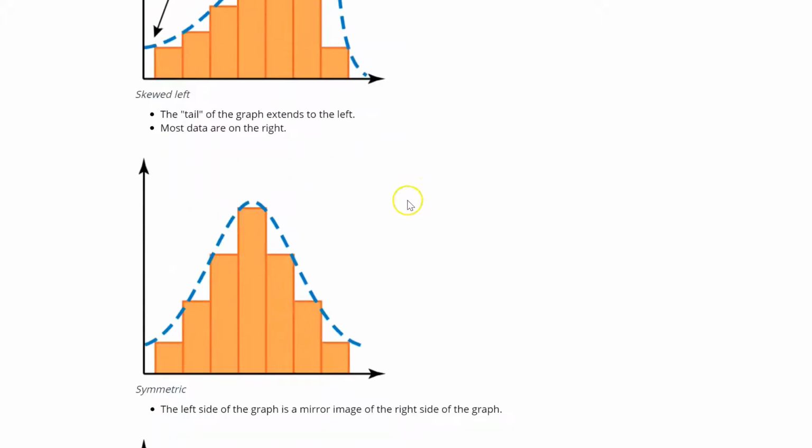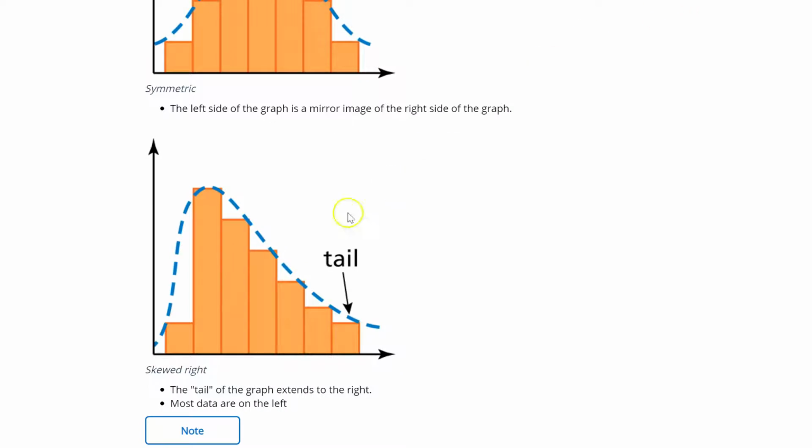Now looking at this next one, we can see it's quite symmetric, and so we would describe this as a symmetric distribution. In this case it's identical, it's a mirror image, so that's definitely a symmetric distribution. Finally, if we look at this last one, we can see most of the data is on the left and it's got a tail to the right. So this tail, again, gives us the skew to the right. So this distribution is skewed right.